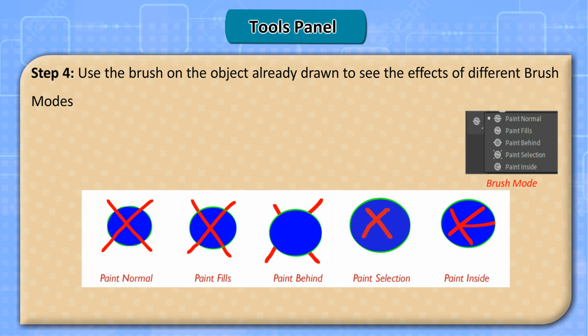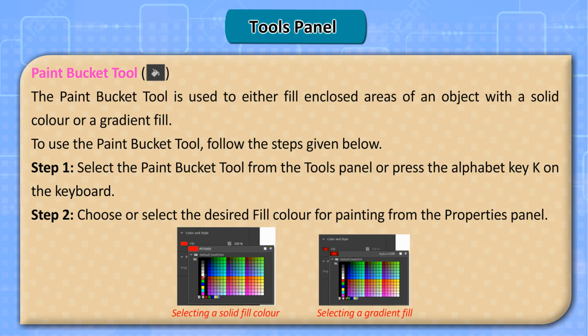Brush mode. Paint normal. Paint fills. Paint behind. Paint selection. Paint inside. Paint bucket tool. The paint bucket tool is used to either fill in closed areas of an object with a solid color or a gradient fill.